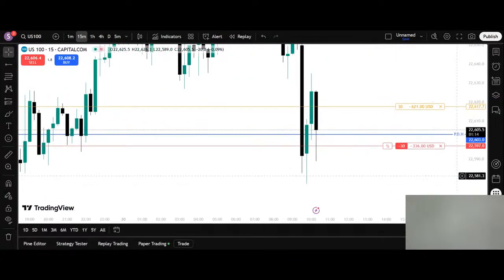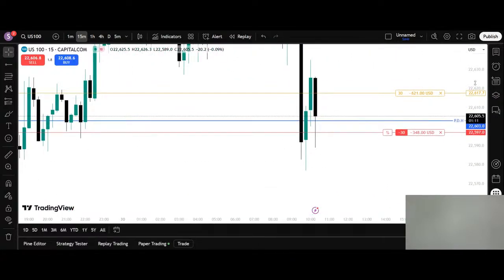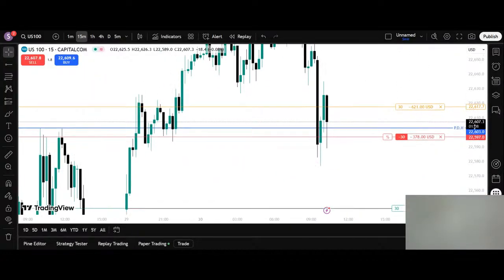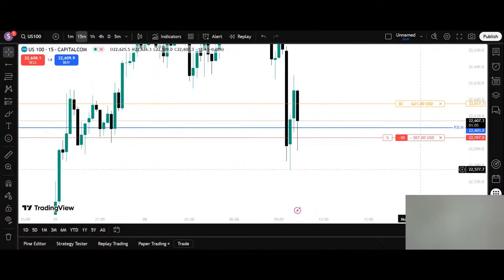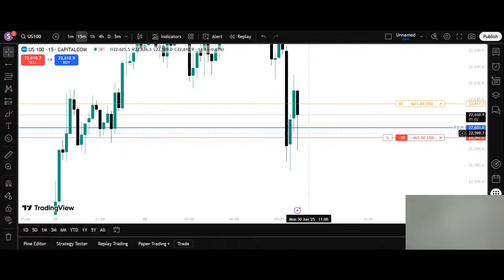Let's look at how the 15-minute candle closes. I would prefer a close below this previous day high. Let's see if I can get what I wish for. Maybe my SL will get hit before that. Come on, man, just crash.